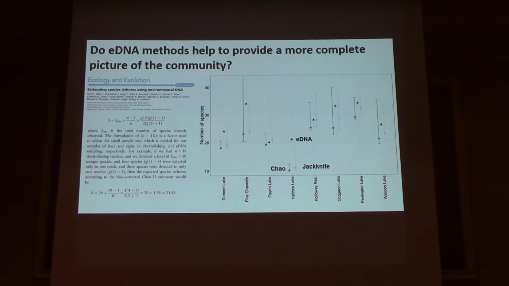Now, one question to ask is, do eDNA methods provide a more complete picture of the fish community that we're looking at? And so you can estimate the total number of species in a community using Chao or jackknife species estimators. And we did that using traditional gears alone. And then we looked to see if the total number of species observed using environmental DNA were within those 95% confidence intervals. And in most of the cases, the answer is yes.